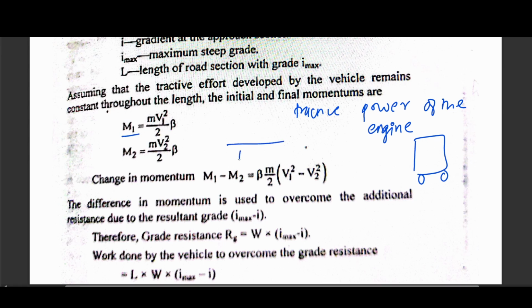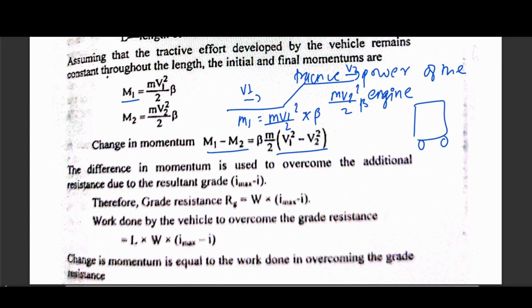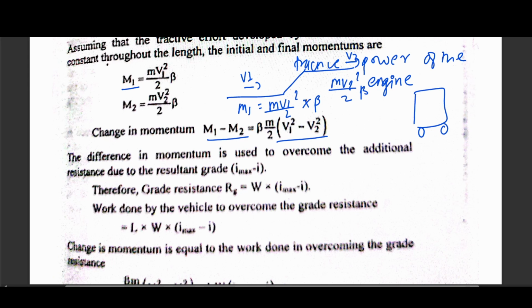Now what is the momentum M1? M1 means the momentum gained during the straight portion, moving with the velocity v1, equals m v1 square divided by 2, and it is multiplied by some coefficient that is known as the inertial coefficient. We need to multiply it, okay. And this is the momentum grade, and after crossing the momentum grade, the vehicle will be moving with v2 velocity. So what is m v2 square divided by 2 into the coefficient? So what is the change in momentum? M1 minus M2. The difference in momentum is used to overcome the additional resistance due to the resulting grade.